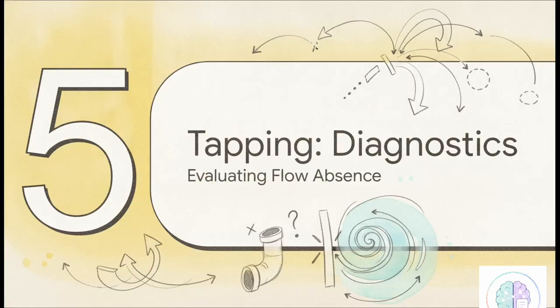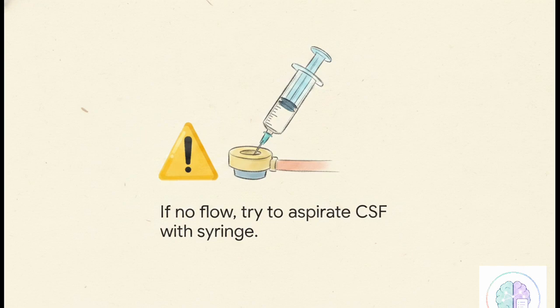Moving right along to part 5, shunt tapping pressure diagnostics. Now we're getting into a classic if this, then that diagnostic tree. What if there is zero spontaneous flow? Well, your next step is to try and aspirate CSF very gently with a syringe.